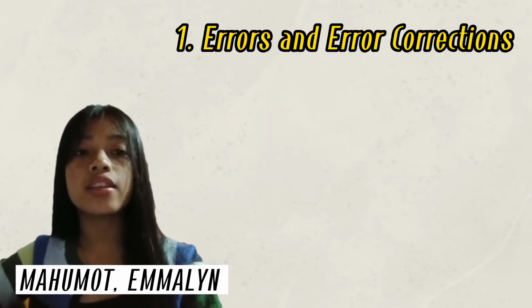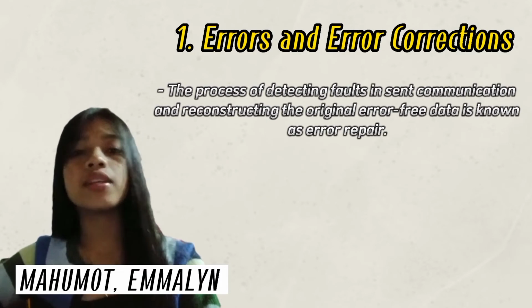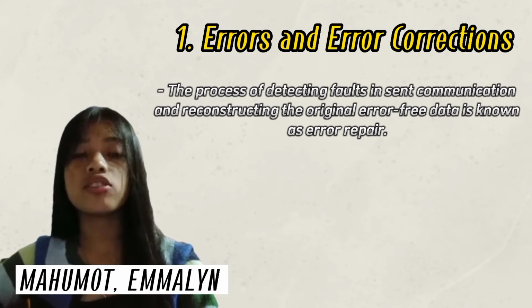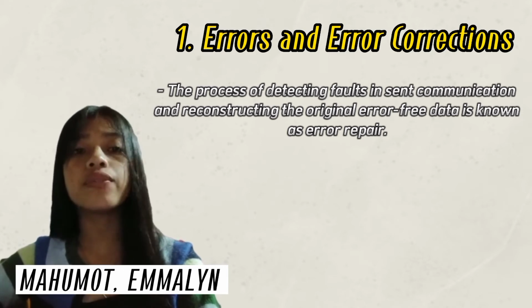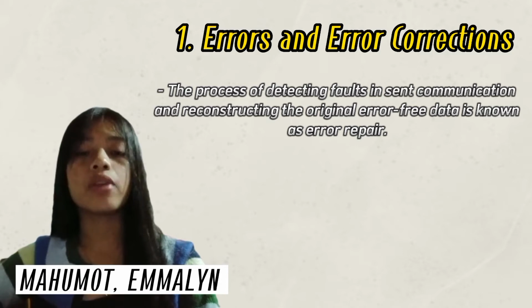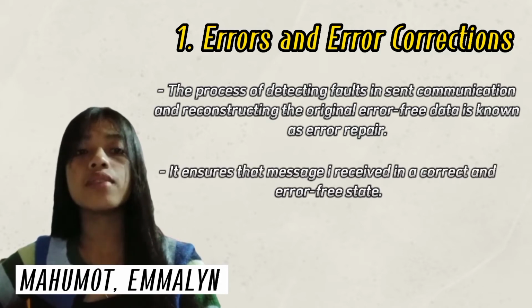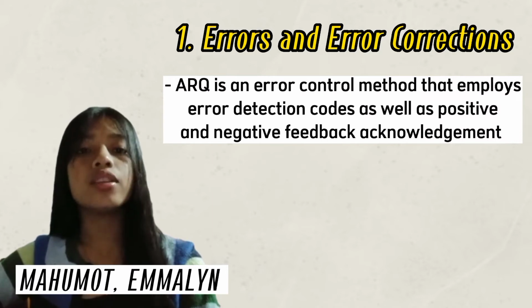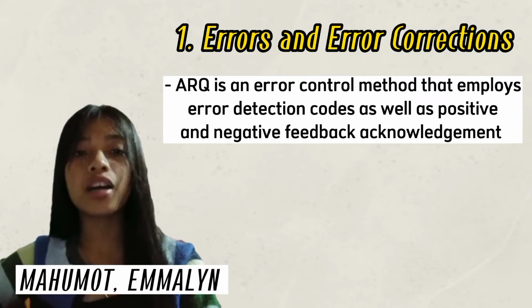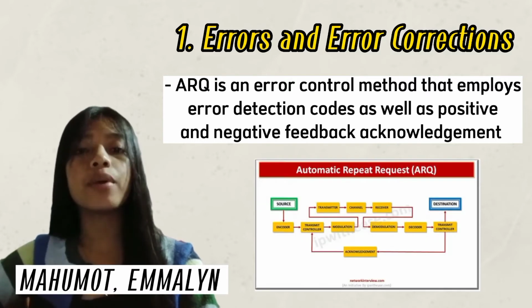First is errors and error corrections. The process of detecting faults in sent communication and reconstructing the original error-free data is known as error repair. It ensures that messages are received in a correct and error-free state. ARQ is an error control method that employs error detection codes as well as positive and negative acknowledgement feedback. The figure is an example of ARQ.